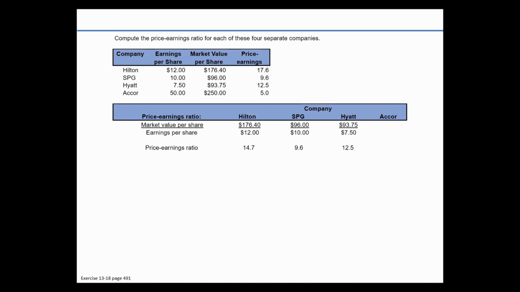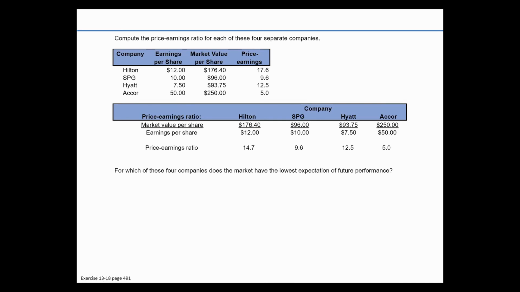Again, it's a ratio. This isn't dollars, it's a ratio. So 12.5, excuse me. And then for Accor, you have the $250 market value per share, divided by the earnings per share of 50. That gives a price earnings ratio for Accor of 5.